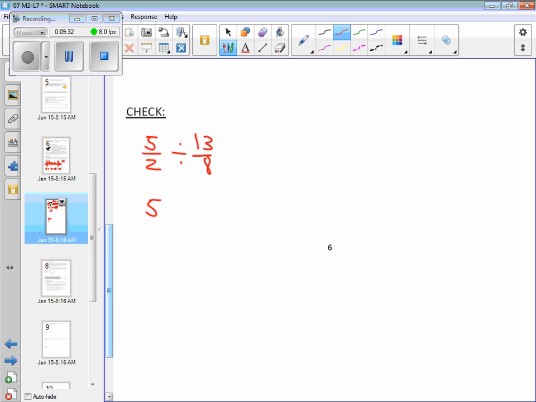Keep 5/2 as 5/2. Change division to what? Just say it, guys. Which is now a dot. That's your multiplication. Look how nice that dot is. That's a good looking dot. And 13/8 becomes what? Hello? Crickets. Ryan. 8 over 13.